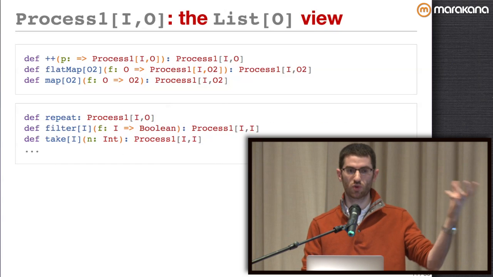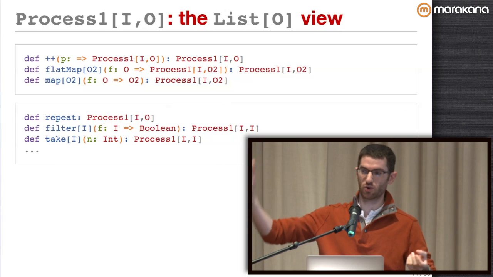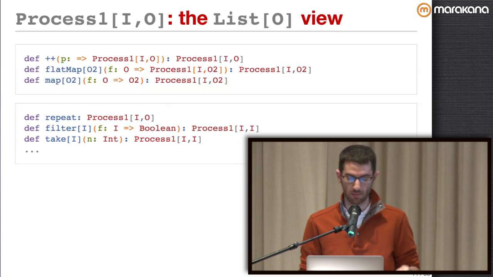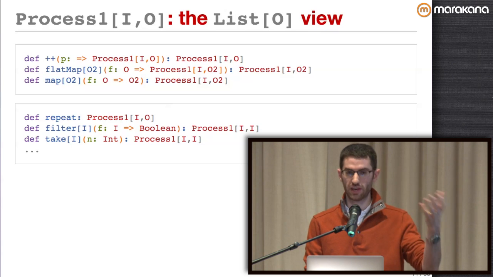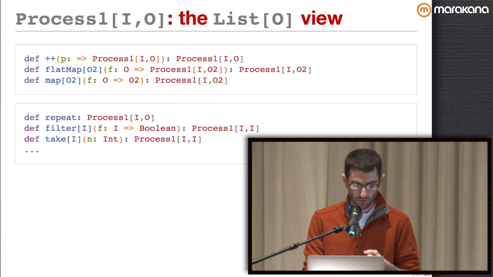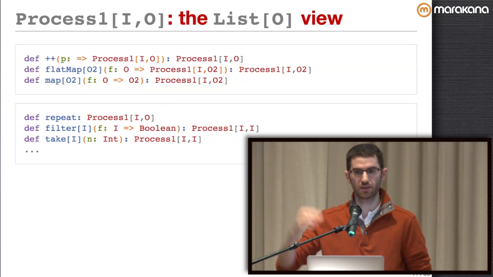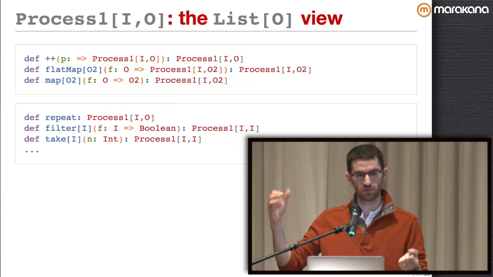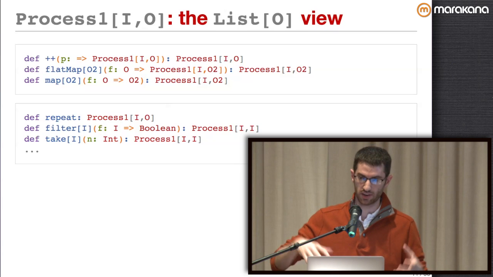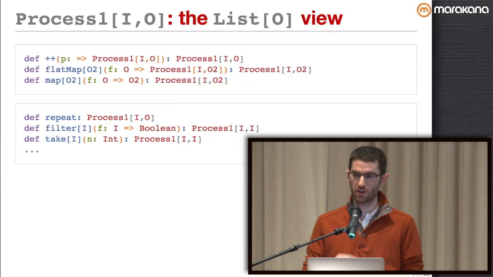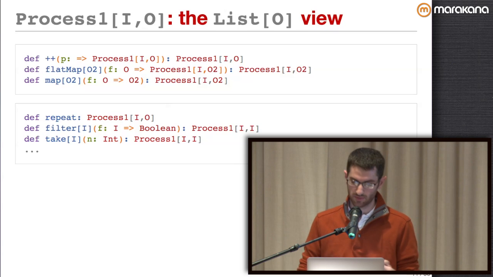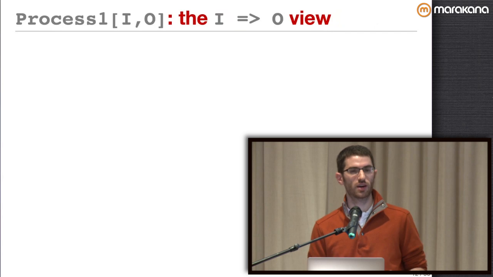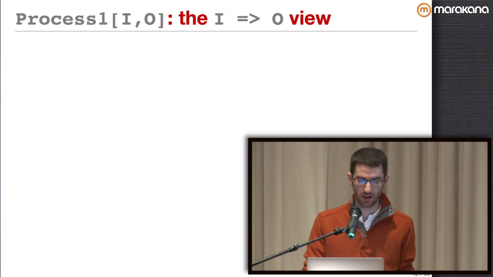Repeat: run a process until it halts, then run it again until it halts, and so on until the end of time, or until the input runs out of elements. We can define filter, takeWhile, dropWhile. Pretty much any list function that you could define that operates in a single pass over its input you could define as a process. Okay.